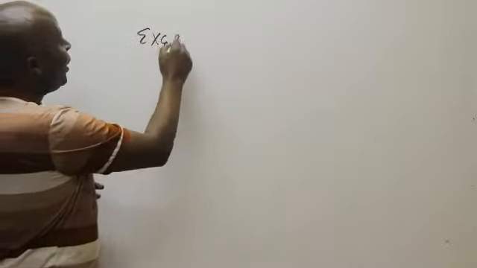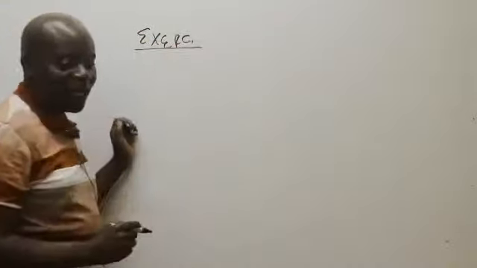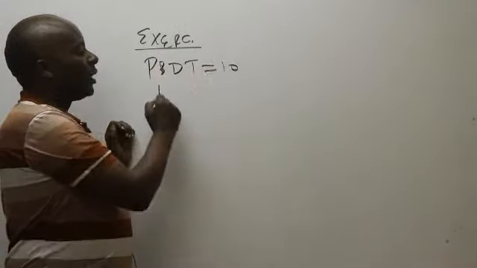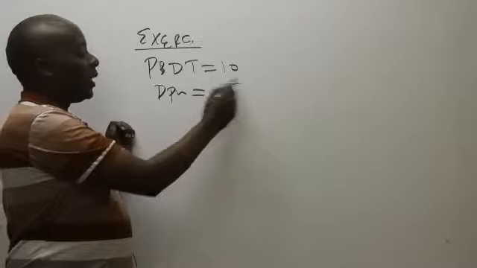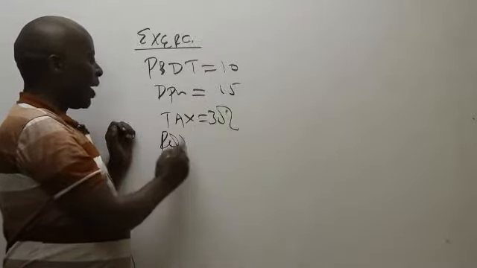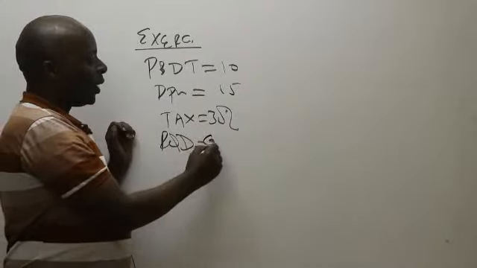Exercise number 3. We are given profit before depreciation and tax of 10. Then they are giving us depreciation of 15. Then they are giving us tax of 30%. And then we are required to calculate cash flow.